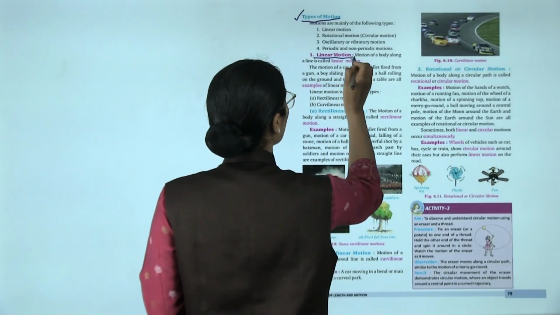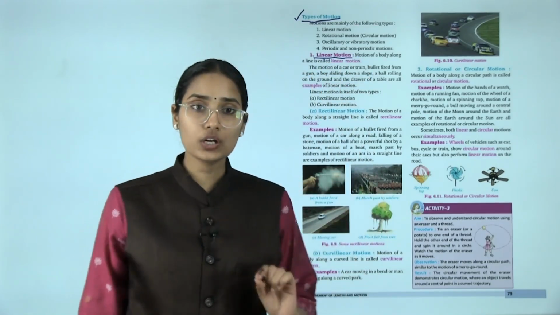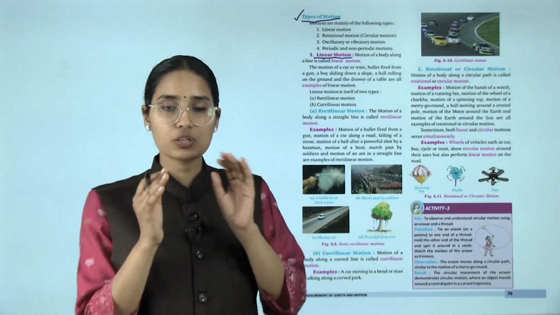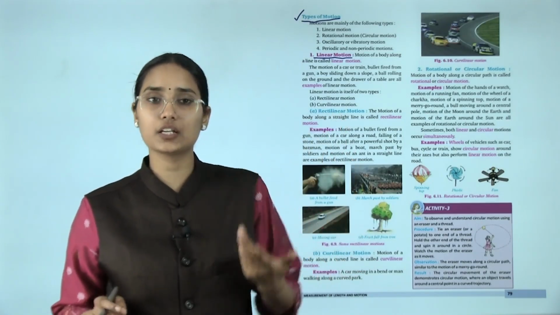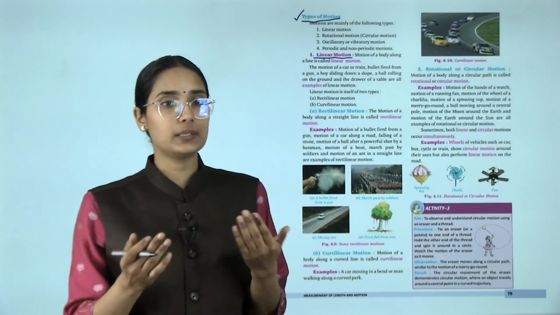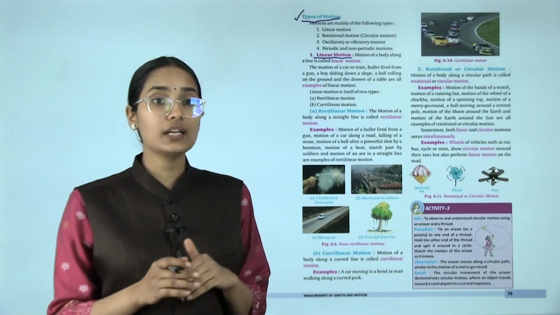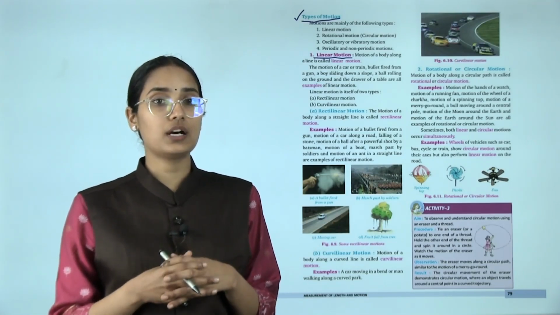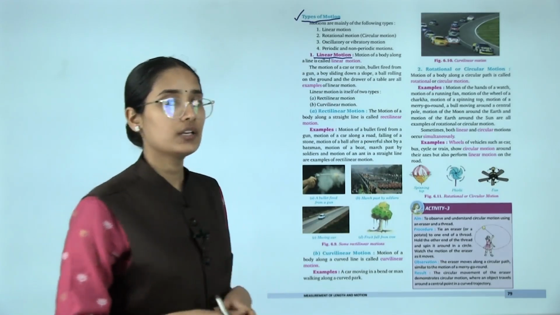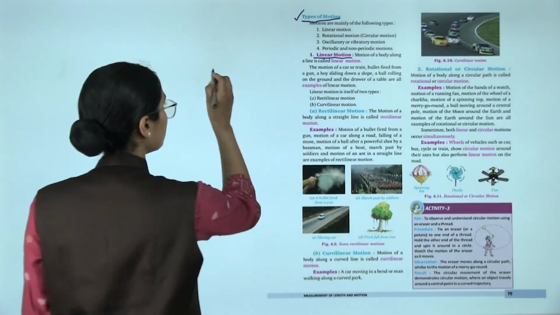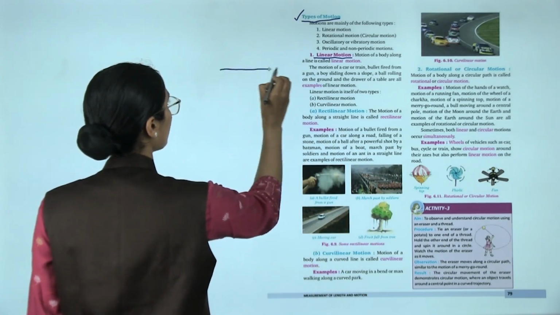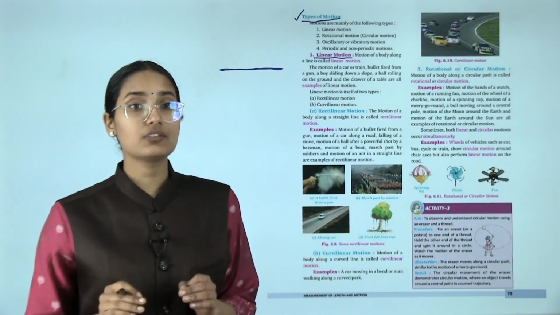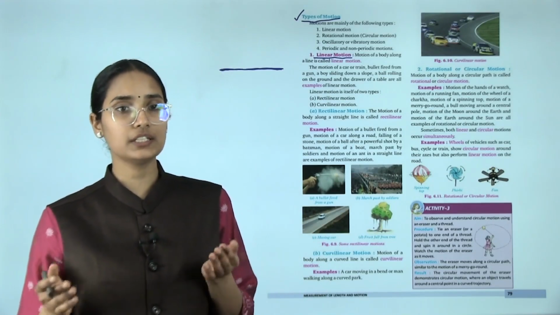First is linear motion. Motion of a body along a line is called linear motion. When an object moves in a straight line, it is called linear motion. The motion of a car or train, a bullet fired from a gun, a boy sliding down a slope, a ball rolling on the ground and the drawer of a table are all examples of linear motion. So, linear motion is basically the change in position in a straight line. Now, linear motion is itself of two types: rectilinear motion and curvilinear motion.